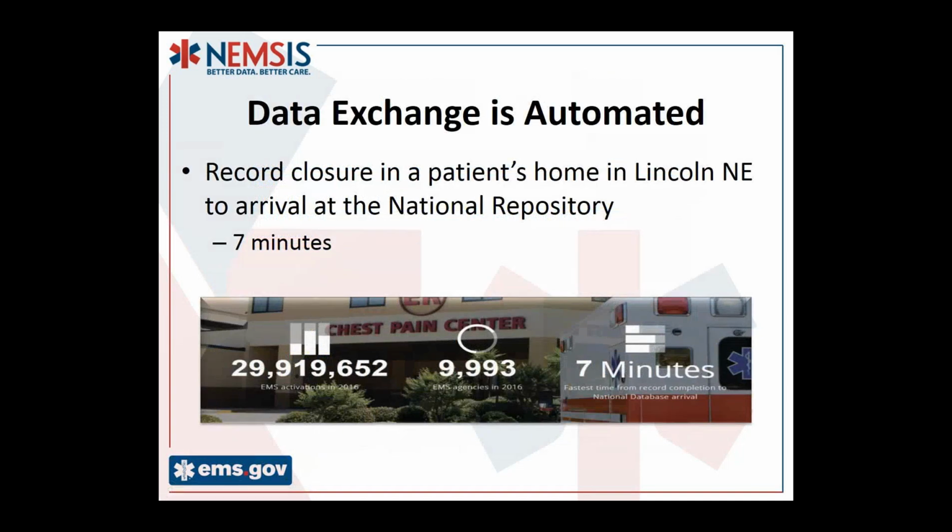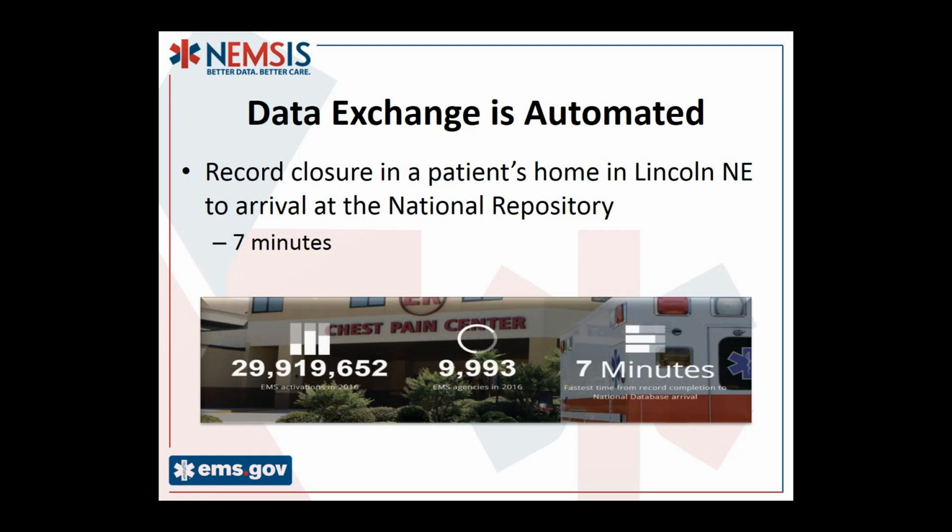Data exchange is automated. So this has been incredibly valuable in that now data is flowing from the field to the state to the national level very quickly. Last year, while version 2 was mostly being collected, we collected 29 million EMS activations from almost 10,000 agencies, as you see here. Nebraska and a couple of forward-thinking states had already moved to version 3.